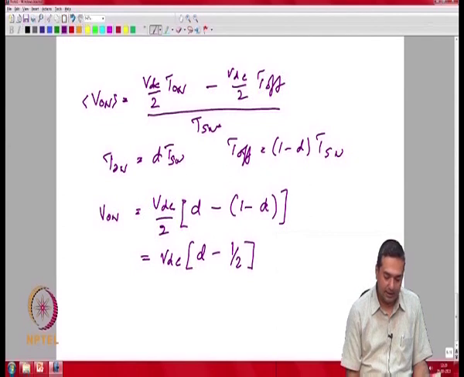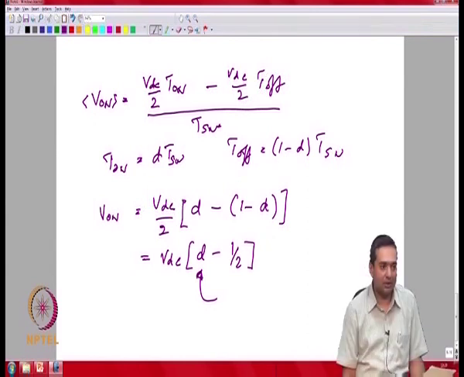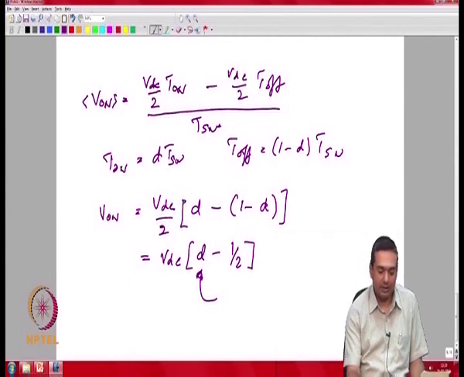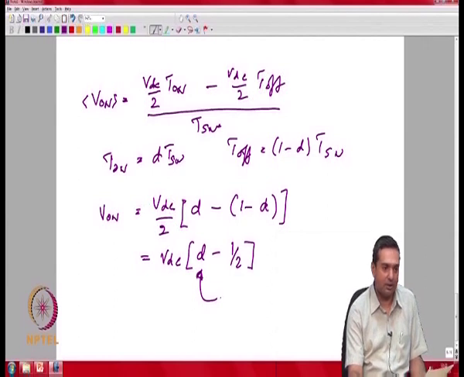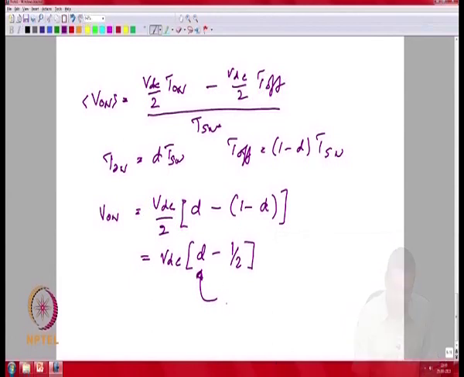So you can see that in this particular situation, for your VON, the D is generated internally by your controller. It can be a PI controller or some other type of controller, or it can be some open loop structure, which is giving a waveform which belongs to the range 0 and 1. So this is a signal that can be thought of as generated by the controller.